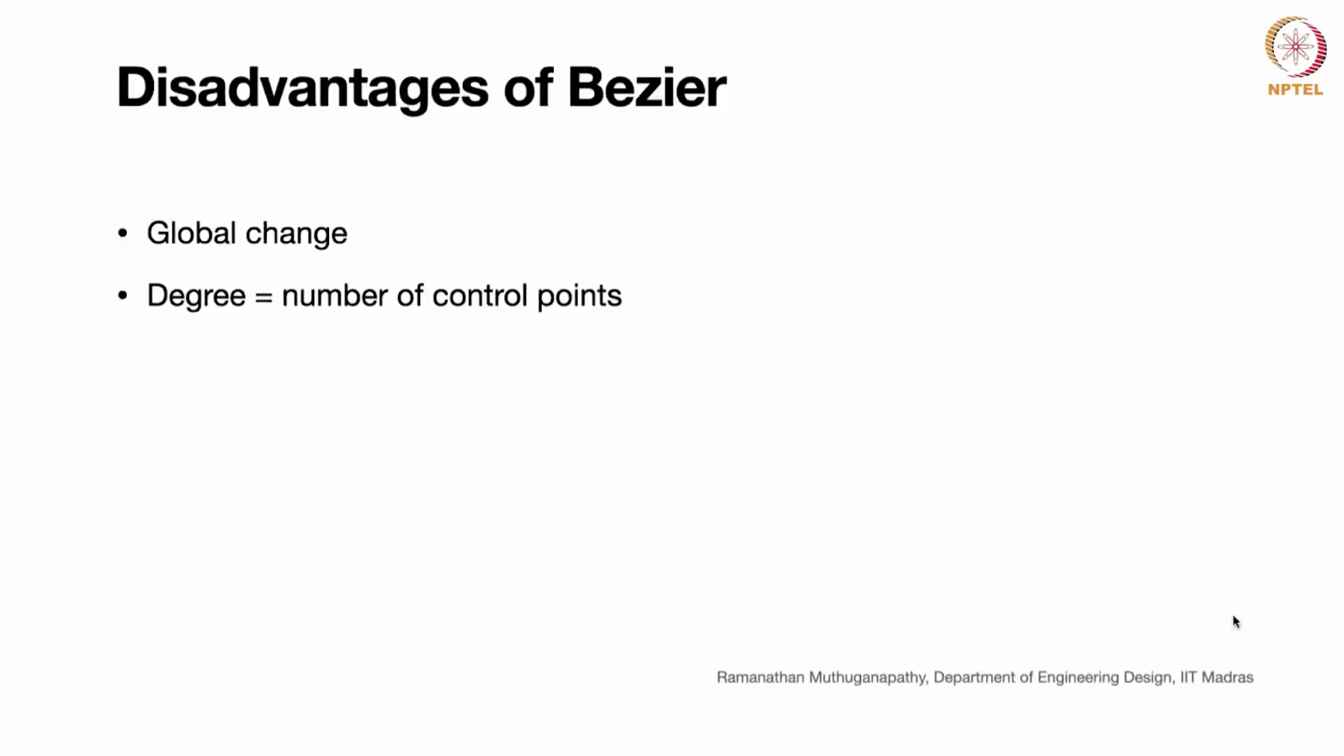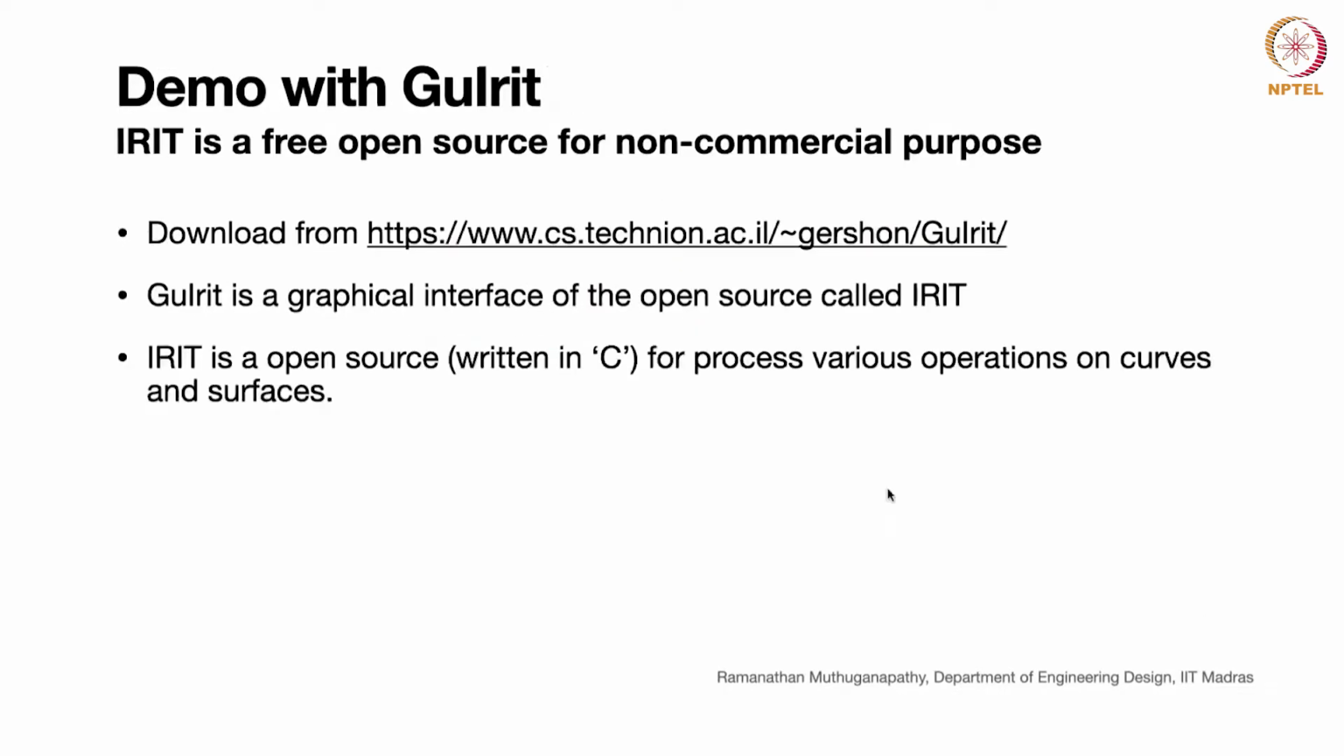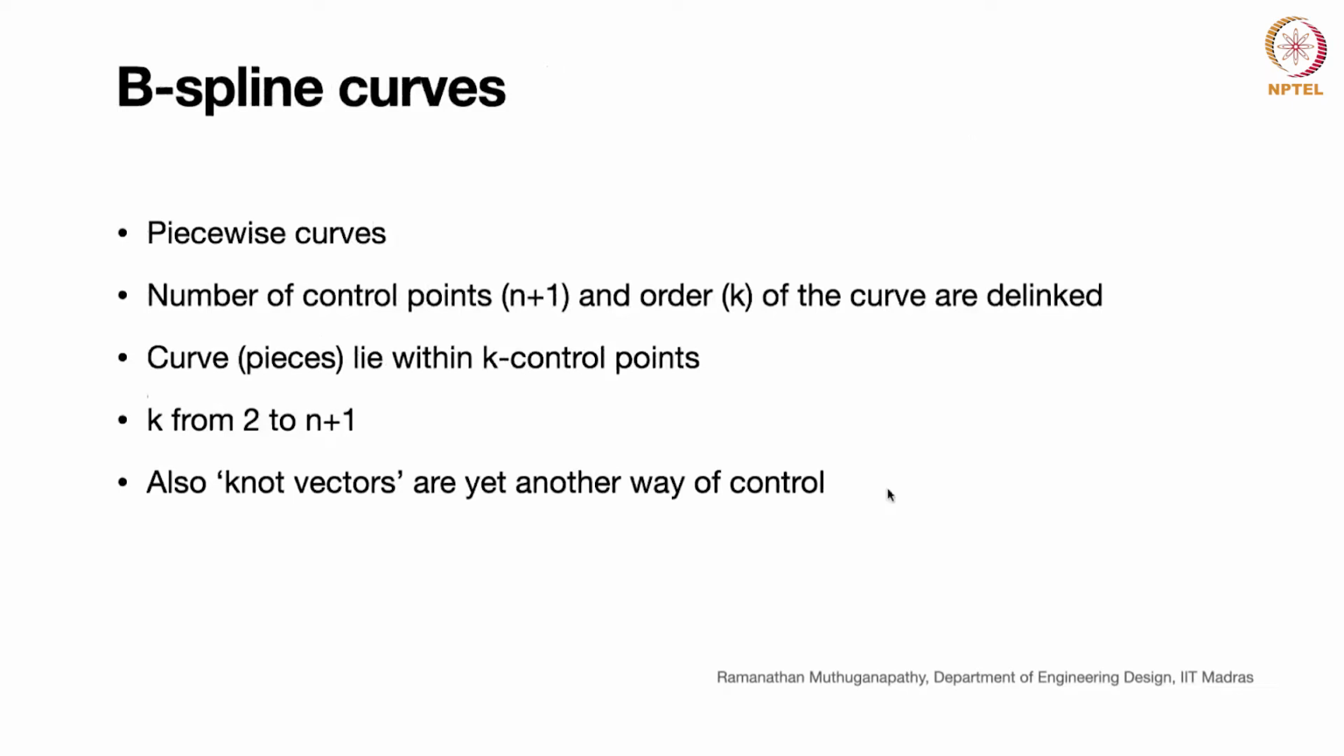Now these are the two disadvantages of the Bezier, so to speak: the global change, because when you change one control point, the entire curve changes, and the degree is closely associated with the number of control points. Okay, these two are the problematic things we saw in Bezier. So the B spline actually goes one step further and eliminates these disadvantages, and naturally you can see that they are going to be a little tricky.